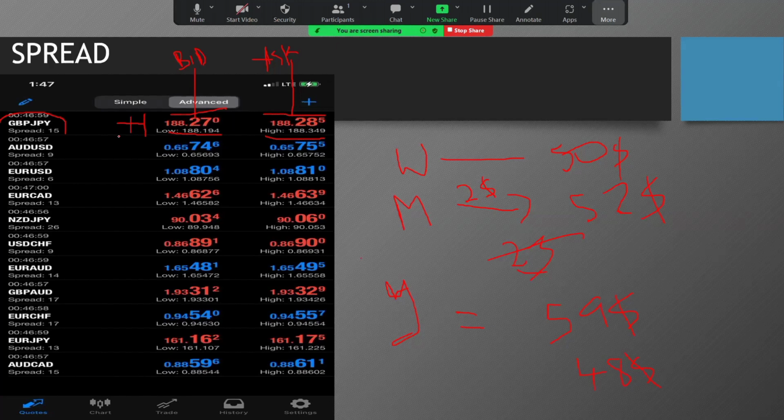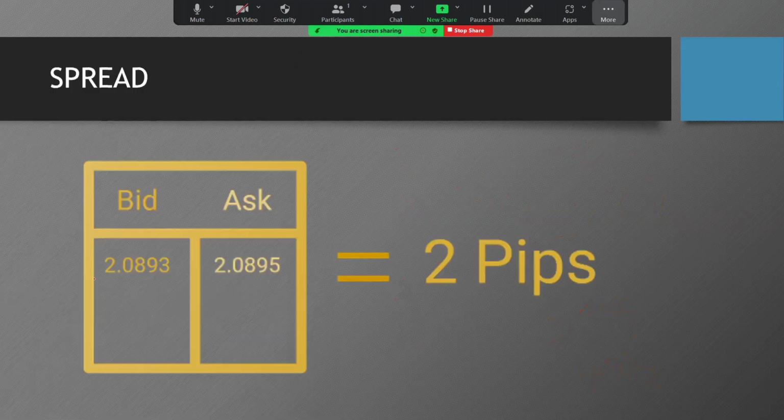So that's the spread on brokers. You can see this one right now. This is a 2 pip spread. So if I want to buy this market now, they'll give me at this price, the higher price, right? And you would need the market to go very high for you to make profit.